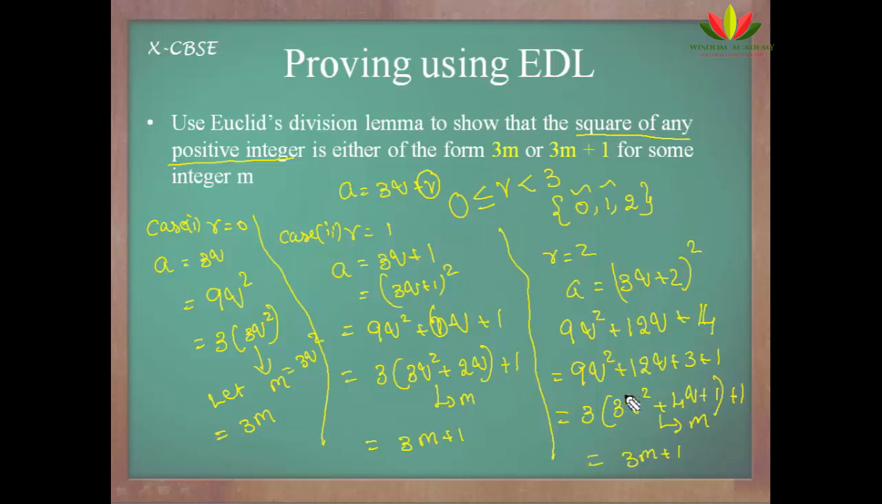So square of any positive integer will be either 3m or 3m plus 1. So that's what this sum asked. So hence proved. Okay. All numbers can be expressed in the form a equal to 3q plus r. The Euclid division lemma says that the remainder will be only one of these 3. So whatever number it is, it falls in one of these 3 cases, so I get only these as the result.